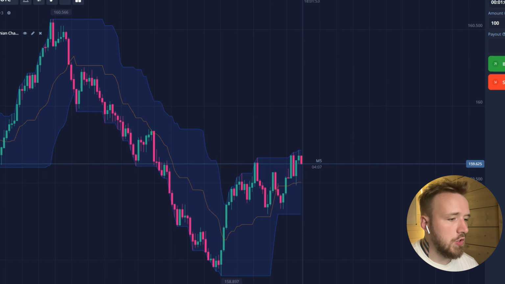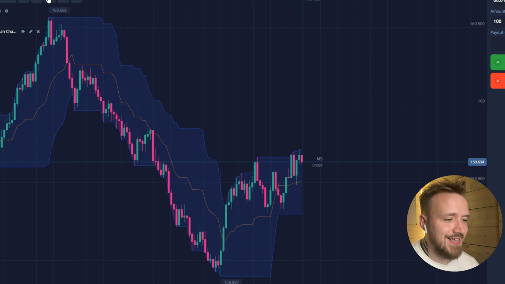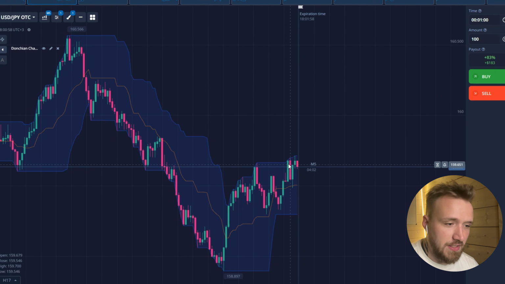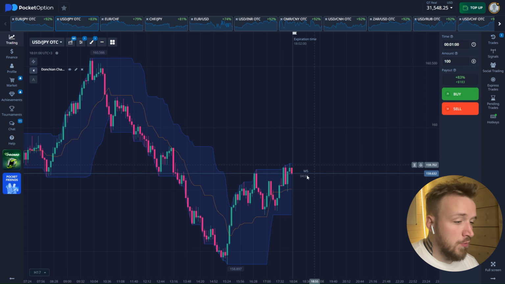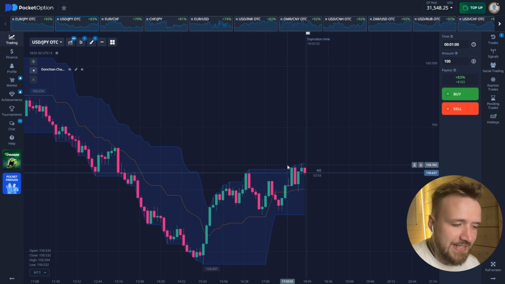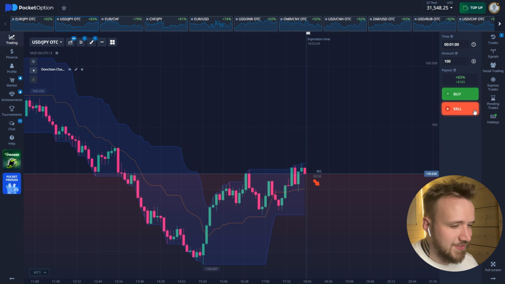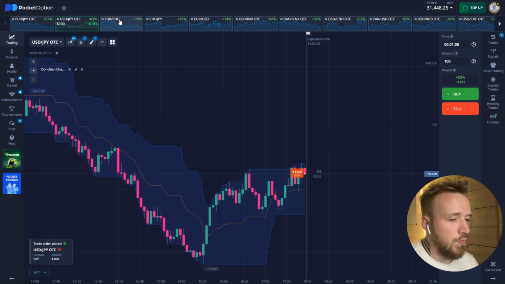Moving on to the next currency pair, let's analyze this setup too. The next trade, look, US dollar to Japanese yen will have a short position here as well. We can open it right now because the red candle is already forming from the upper on-chain channel. Let's just open a 1 minute short trade.